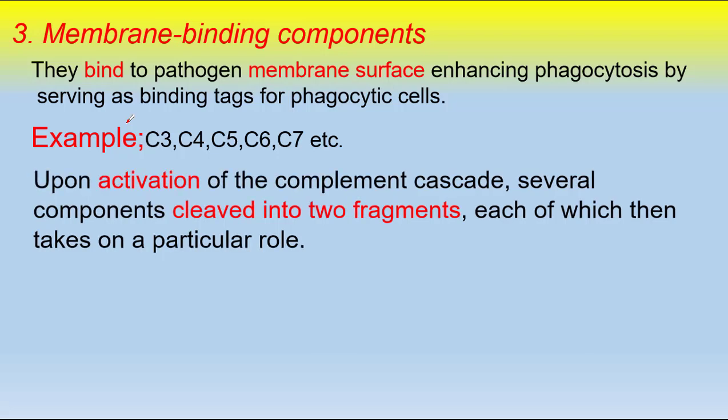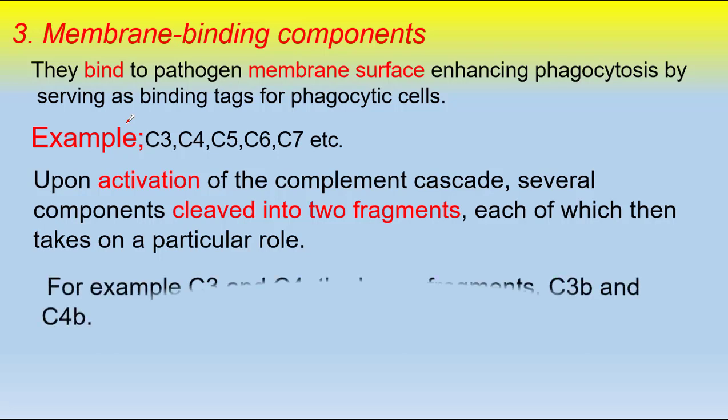Once the complement system is activated, some components are cleaved into two fragments, a smaller fragment and a larger fragment, each of which then performs a particular function. For example, C3 is cleaved into C3 alpha, the smaller fragment, and C3 beta, the larger fragment, and C4 is cleaved into C4 alpha, the smaller fragment, and C4 beta, the larger fragment.